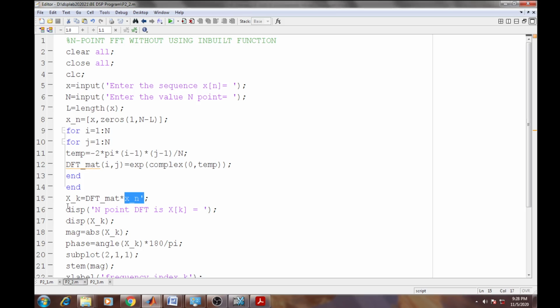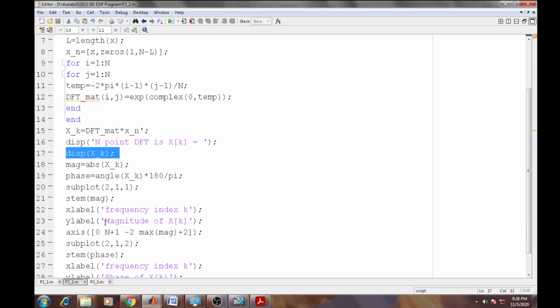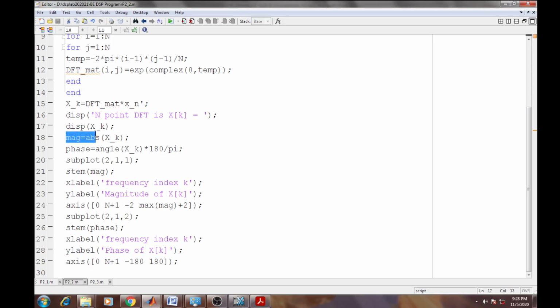Now we are going to display that N-point DFT, so display x_k, disp(x_k) is used. Then again we go for the magnitude as well as phase plot. For that, magnitude will be calculated with mag equal to abs(x_k), where mag is the name of the variable. Similarly, for the phase plot we use the angle function, angle(x_k), and it is now multiplied.